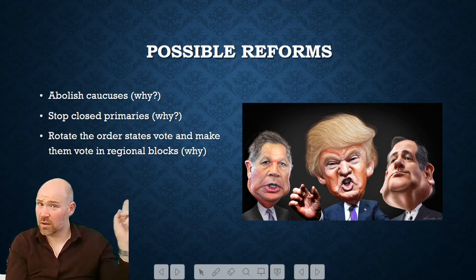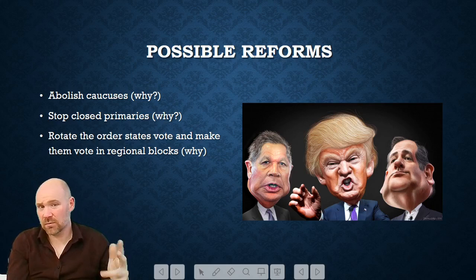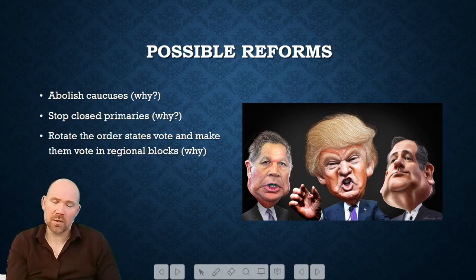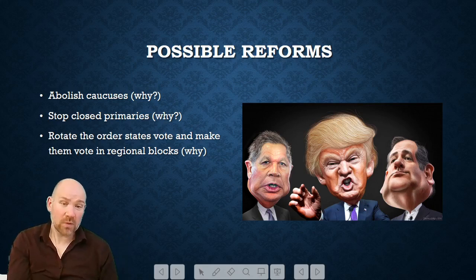Although both of these arguments have their counter views, you could actually say, well, an open primary is bizarre for a party to allow other parties to vote, or maybe if you really care about the Democratic Party, you should join the Democrats. You can counter these, but these are the possible reforms you could make.